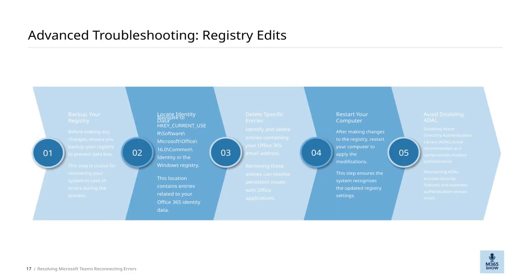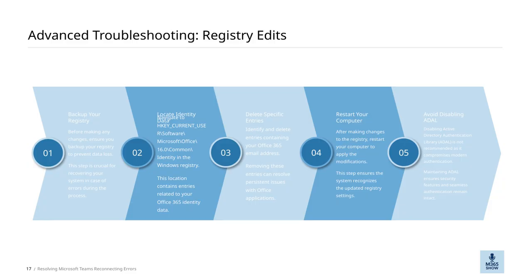All right, let's talk about some advanced troubleshooting steps involving registry edits to resolve Microsoft Teams reconnecting errors. First off, before you make any changes, it's absolutely essential to back up your registry. This step is crucial because it helps prevent data loss and allows you to recover your system if something goes wrong during the process. Next, you'll want to navigate to a specific location in the registry.